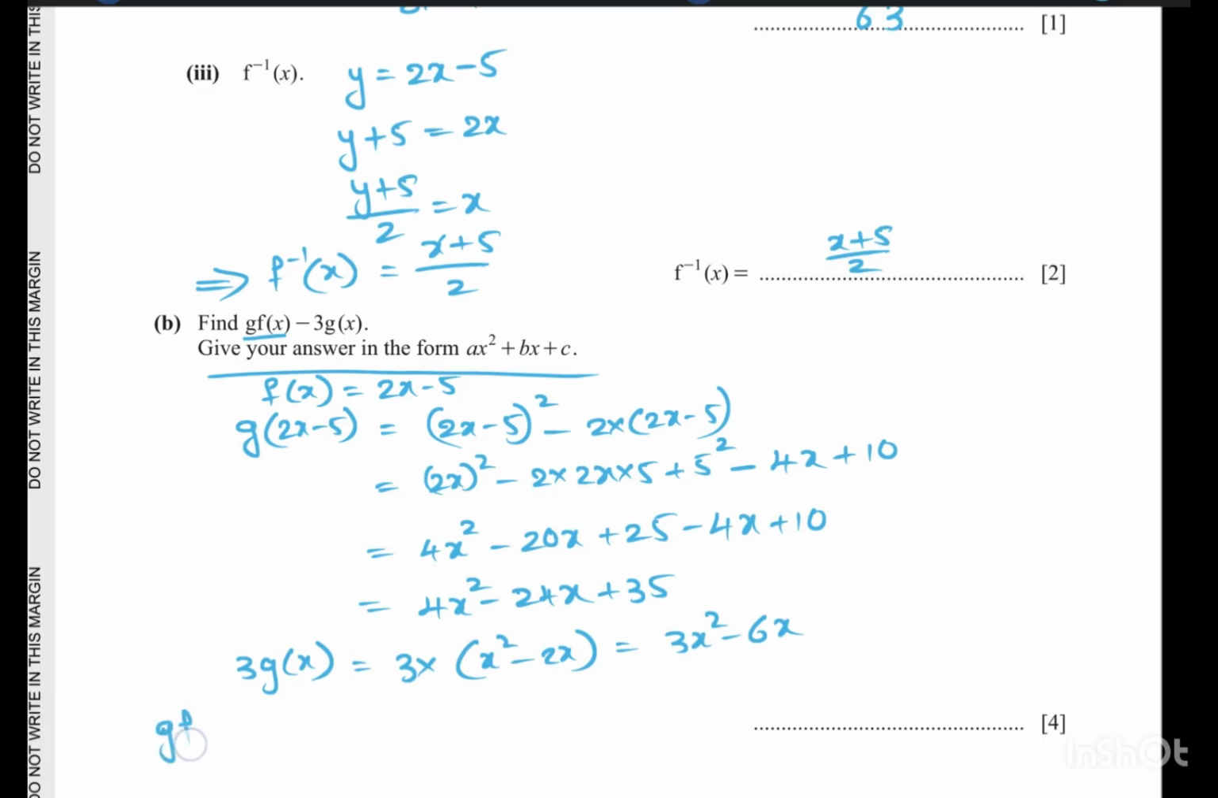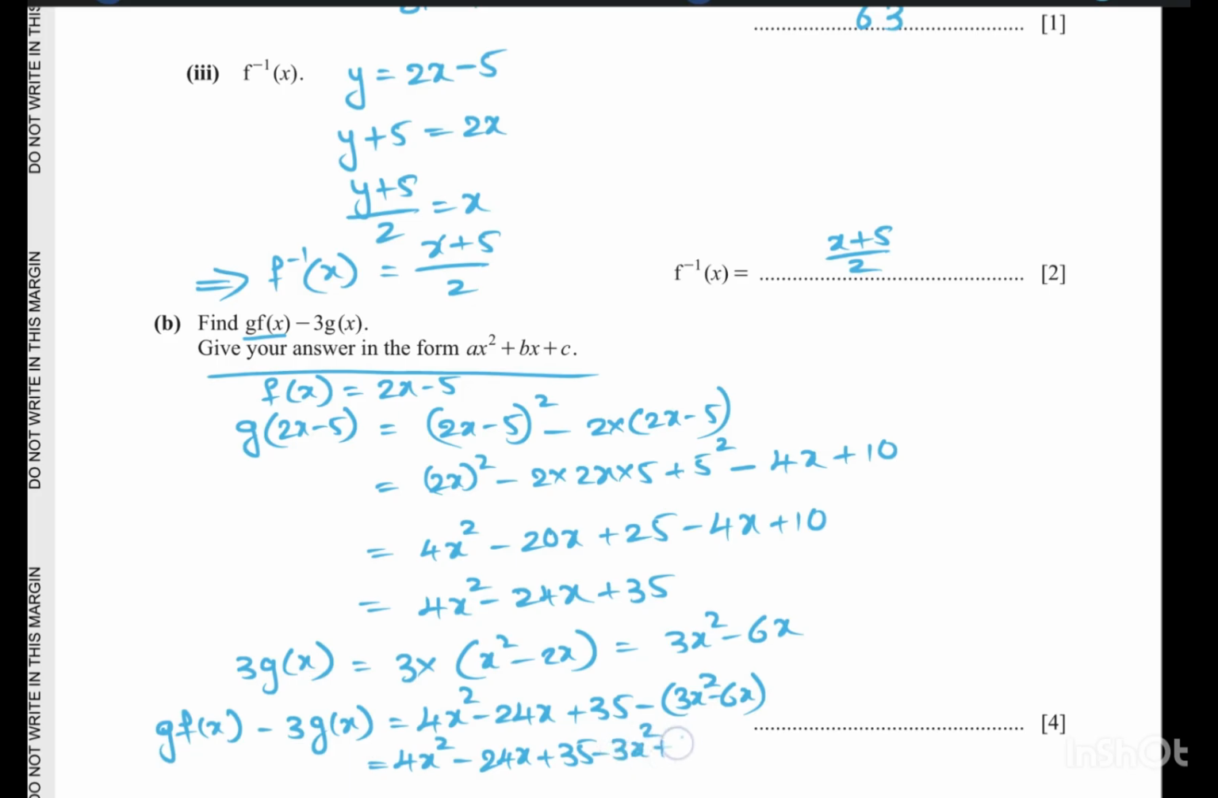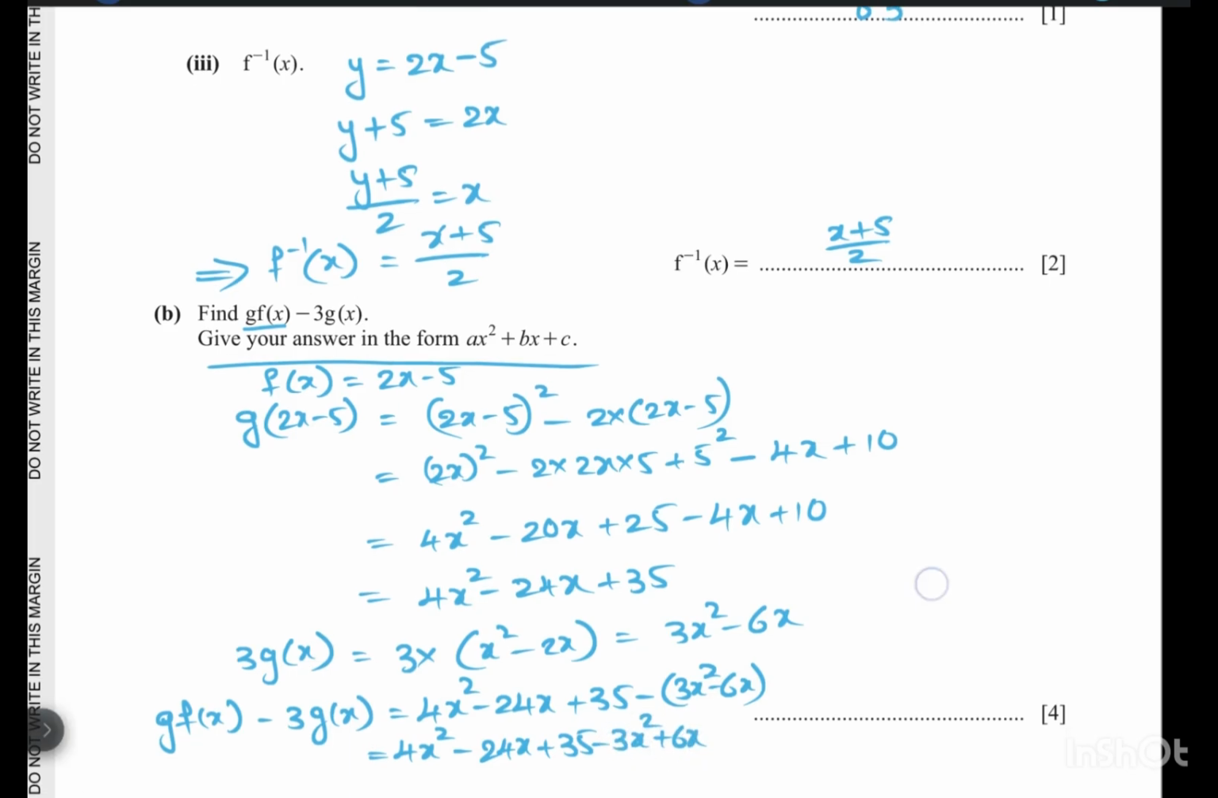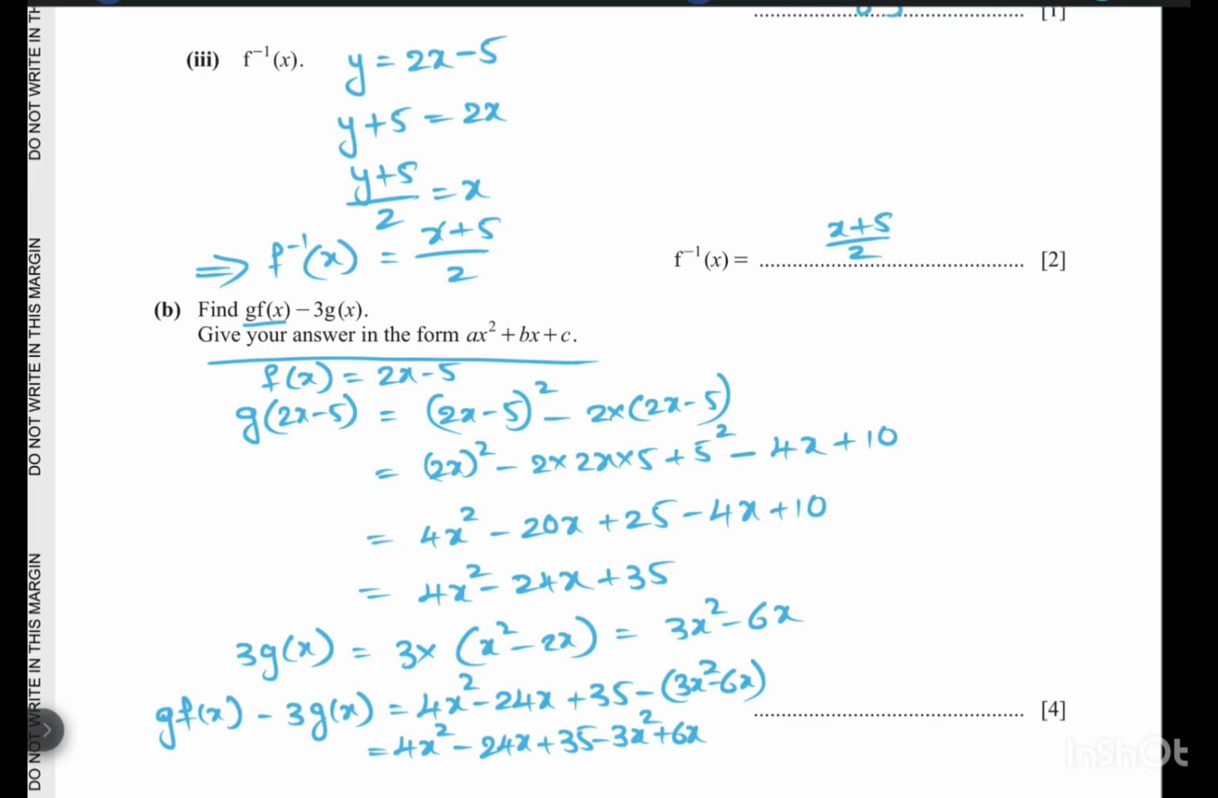So gf of x minus 3 g of x will be 4x square minus 24x plus 35 minus (3x square minus 6x). So open the brackets, 4x square minus 24x plus 35 minus 3x square plus 6x. So answer will be 4x square minus 3x square is x square, minus 24 plus 6 will be minus 18x plus 35.